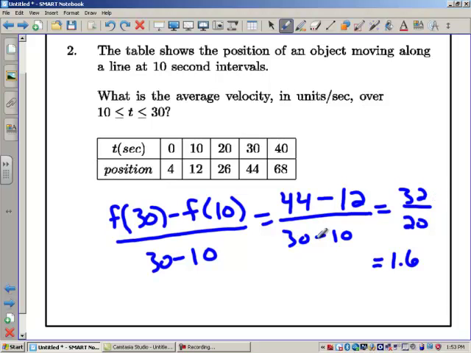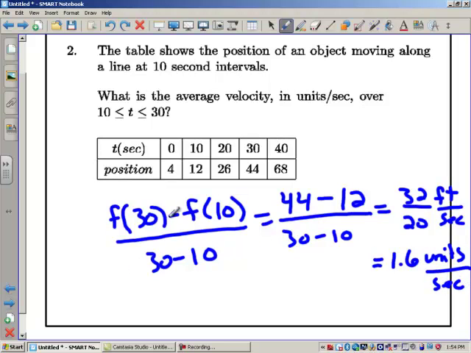Now on the bottom, what were those units? Well, this was 30 and 10. Those were seconds. And so you would end up with something like feet over seconds. And that's a velocity unit, feet per second. So when you do an average rate of change to a position graph, you're going to get a velocity, an average velocity. So this one here, we don't know it was feet. So I've just got to say units per second.